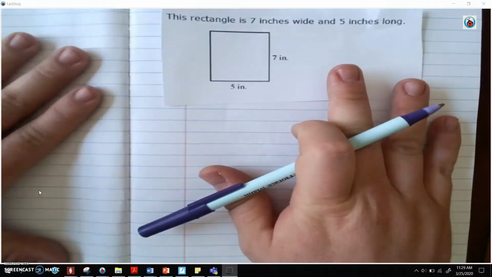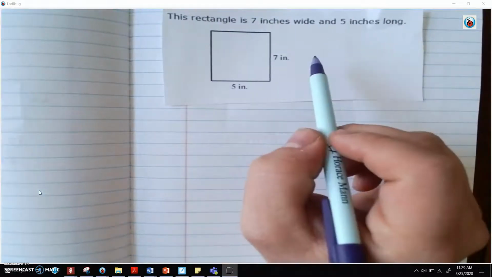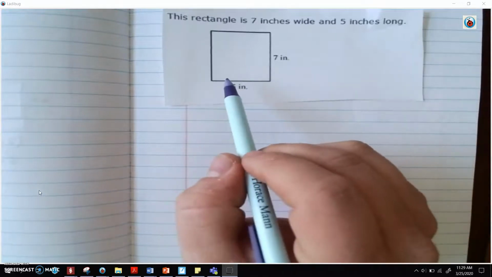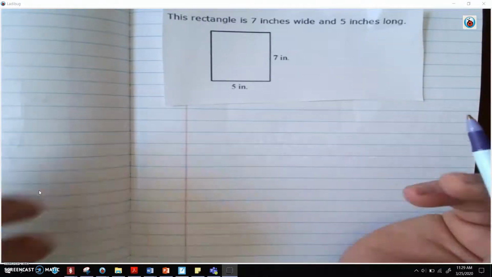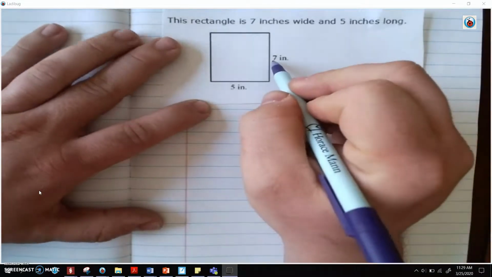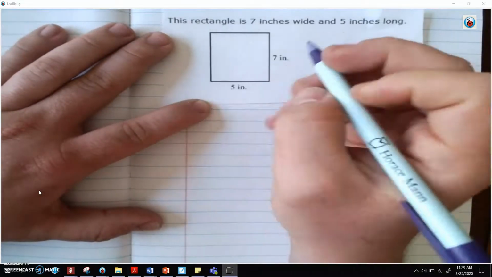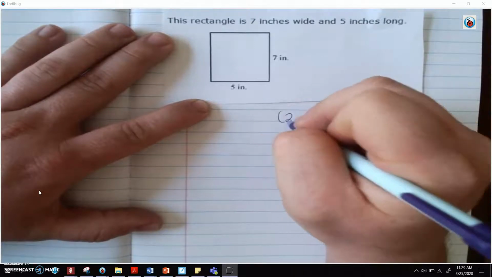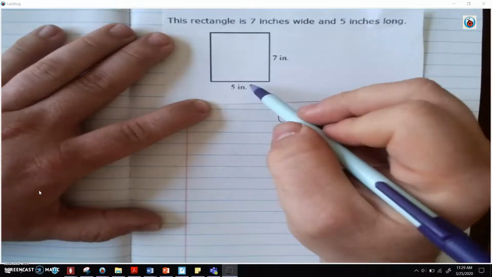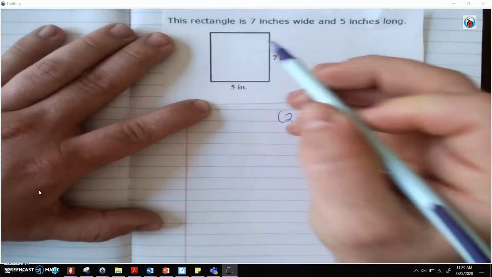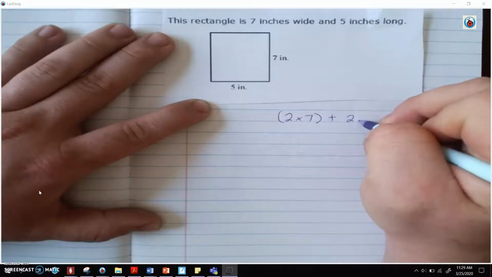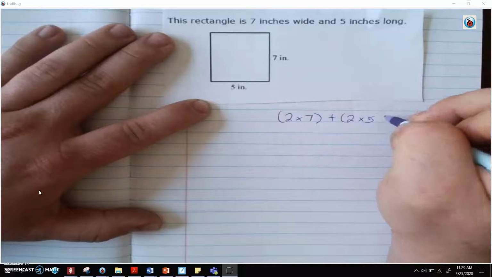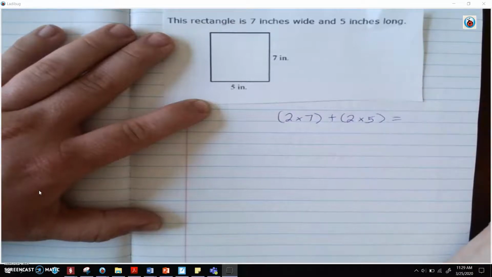This says this rectangle is 7 inches wide and 5 inches long, and it wants me to determine the perimeter. So when I'm doing that, I know that if this side is 7, that side is also going to be 7. So I know that I'm going to have 2 times 7, and I'm going to add that. If this side is 5, this side's also going to be 5, so it's going to be 2 sides that are 5. So there's my equation that I can use.